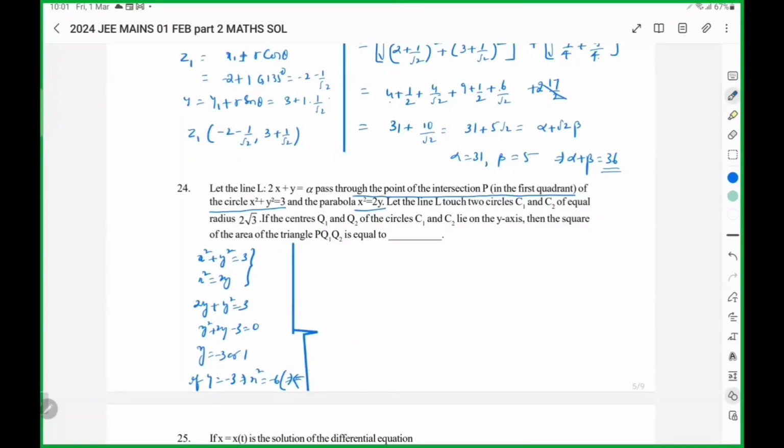So now y becomes 1. It is x square equals 2y. When y is 1, x will be plus or minus root 2. Let us take x as root 2, y as 1. To find out alpha, this line passing through the point root 2 comma 1 gives 2 plus 1. Alpha here is 3. The line equation is this.